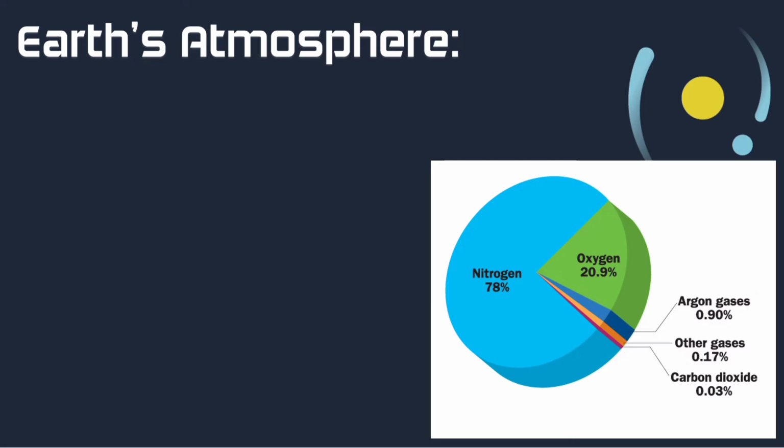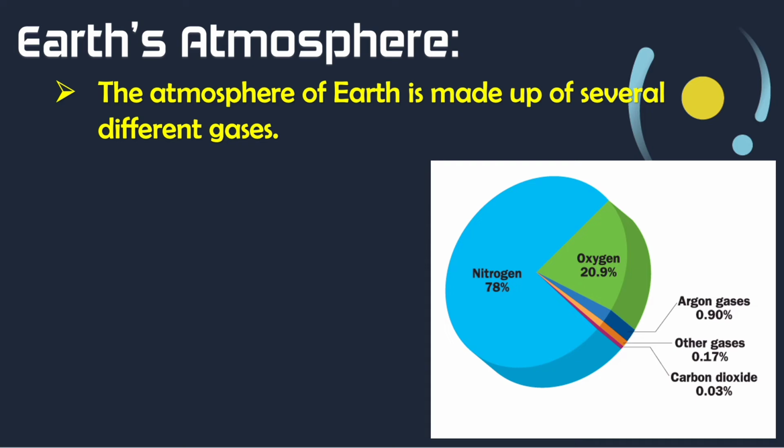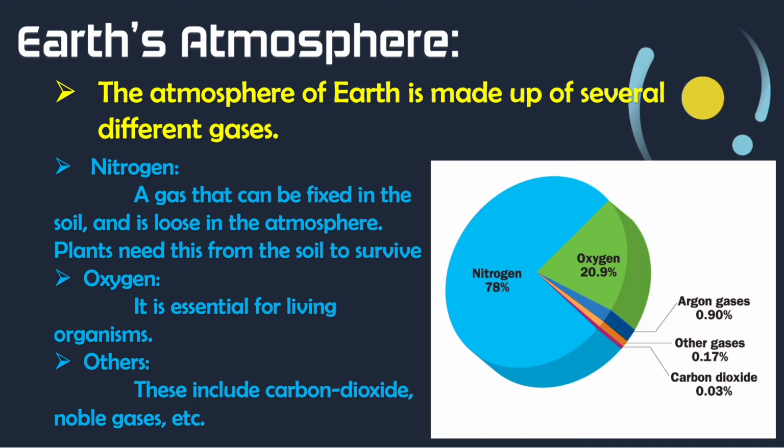Earth's atmosphere. The atmosphere of Earth is made up of several different gases. Nitrogen, a gas that can be fixed in the soil and is loose in the atmosphere. Plants need this from the soil to survive. Oxygen, it is essential for living organisms. Others, these include carbon dioxide, noble gases, etc.